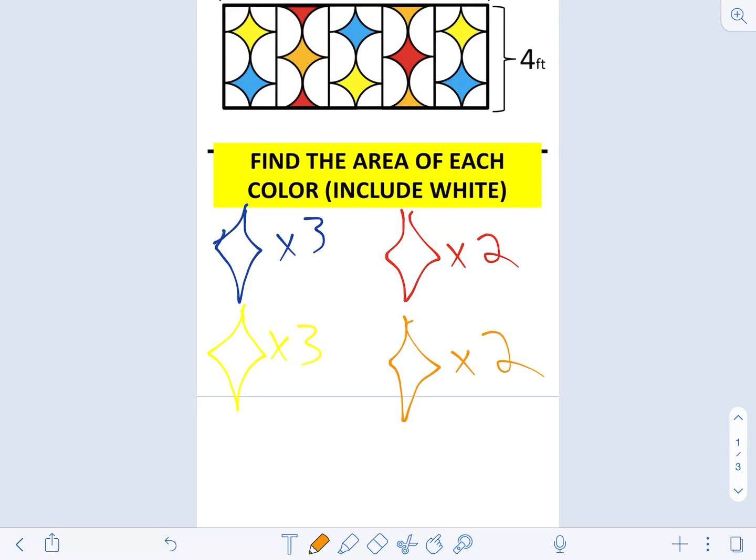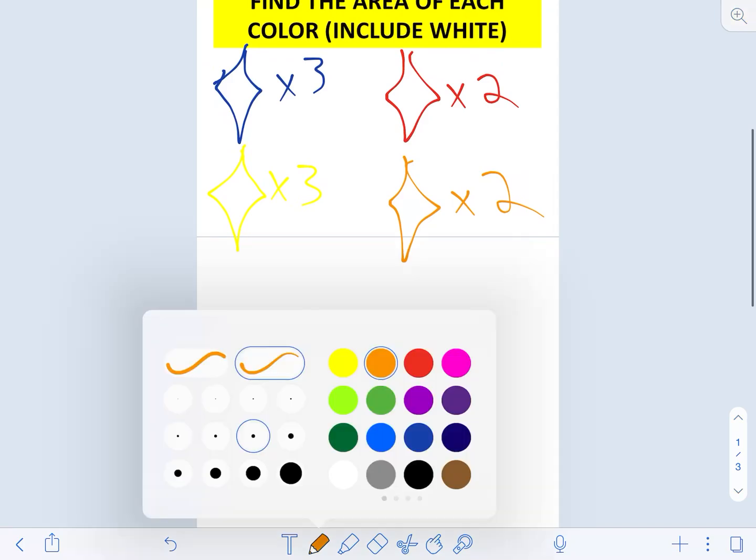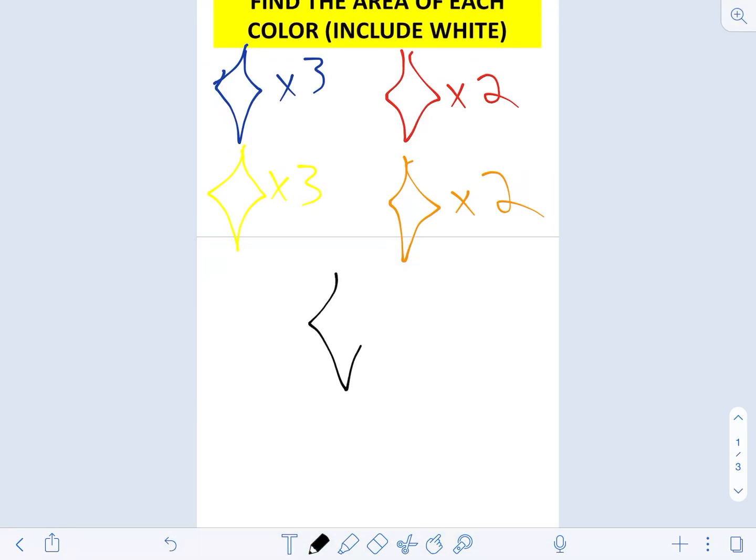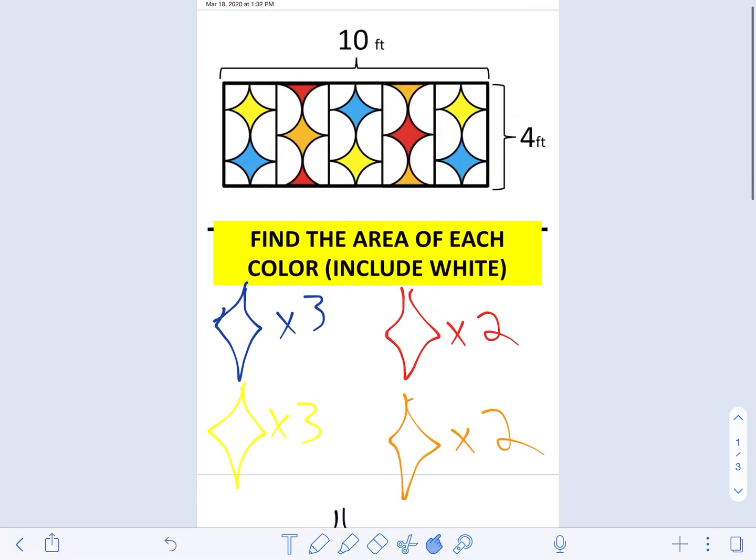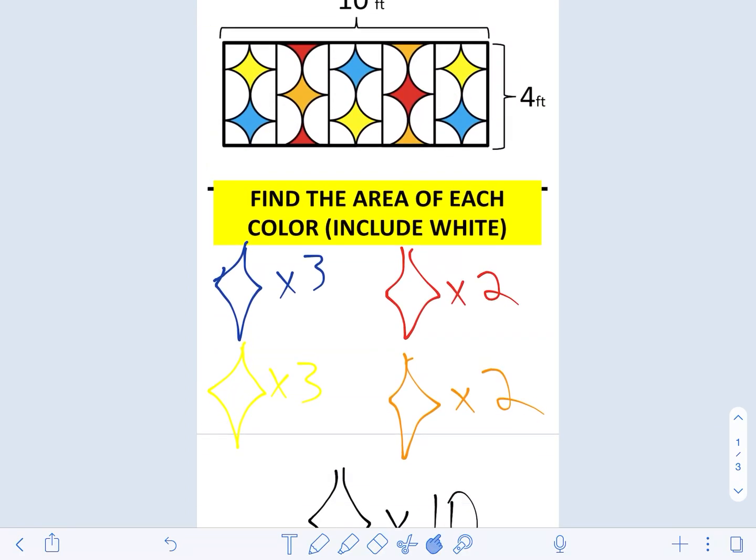Now what's cool is that all these stars are the exact same size. So if you just find one mega star, like what one star is, you'll be fine. We have a total of 3, 6, 10 stars of equal size here. And the white are just the half circles, and they're what's left over. So let's find one star.